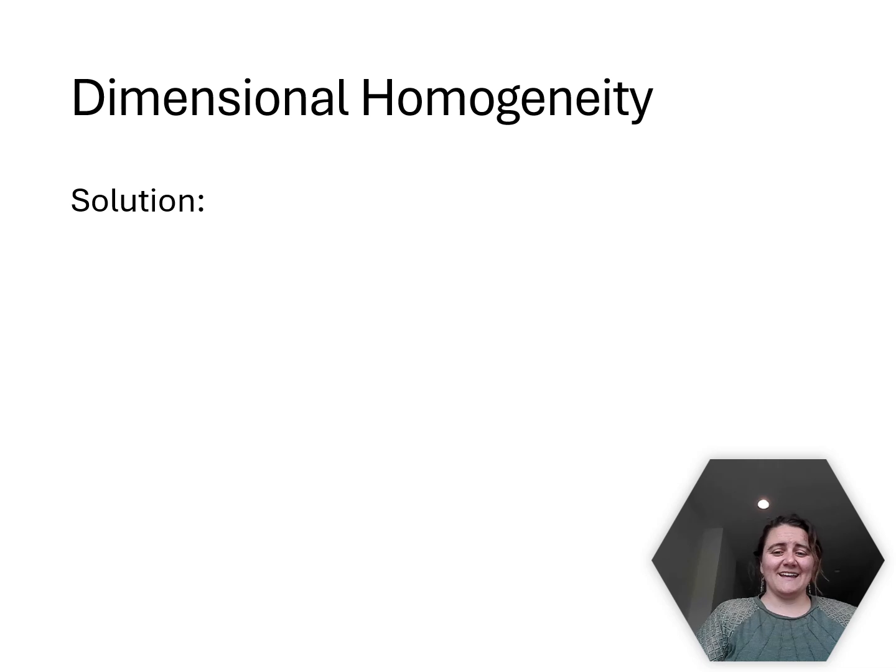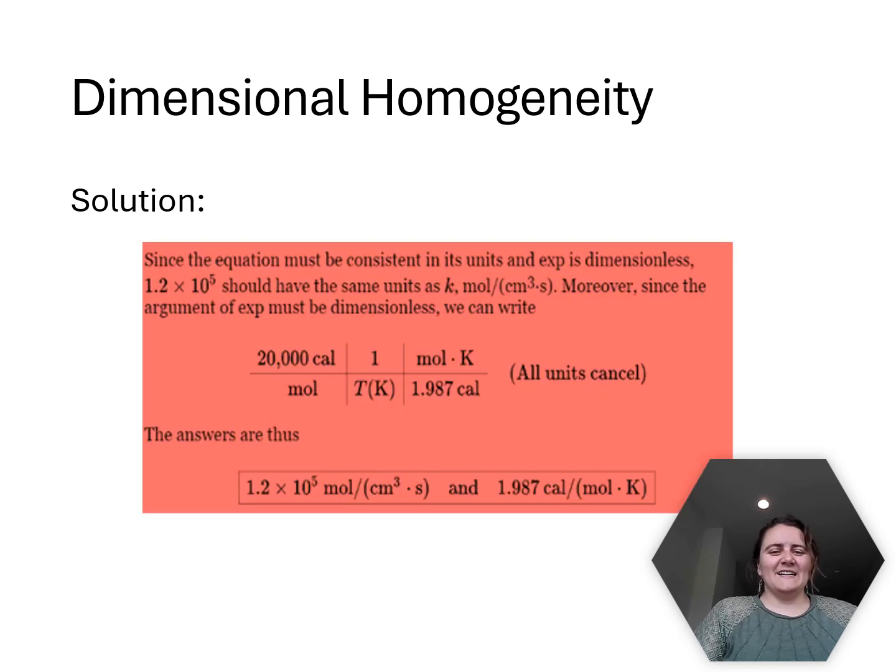Did you take the pause? I hope you did. I hope it helps you. So as a solution, we want to make sure that all of the units basically cancel out in this specific equation. So that EXP, remember, is the E operator. It's the inverse of the natural log, and that is dimensionless. It's a number. It's an irrational number. So if we take a look at this, the answer is going to be that 1.2 times 10 to the 5th is going to be moles per centimeter cubed times seconds, and that 1.987 is going to be in units of calories per mole times Kelvin.